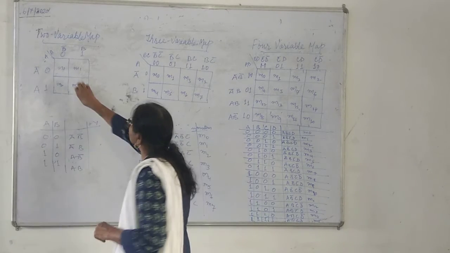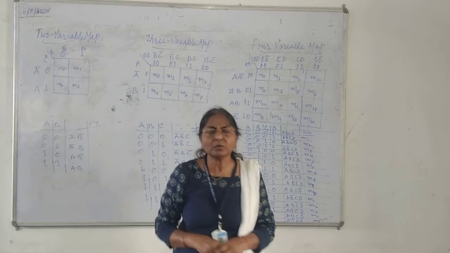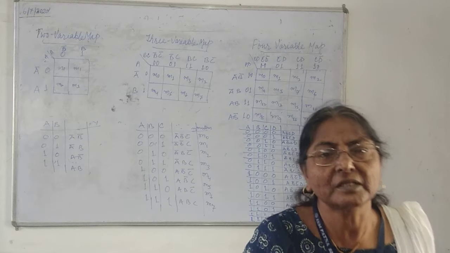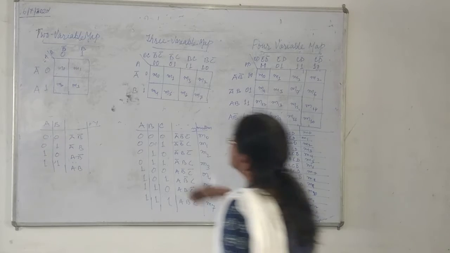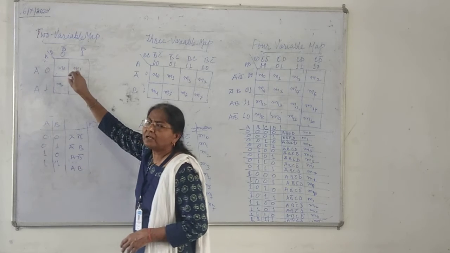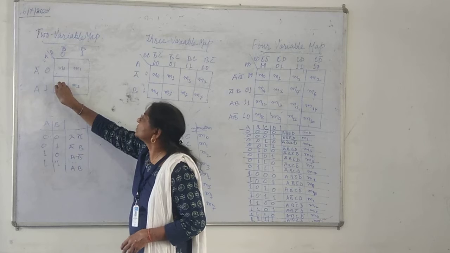In the same way, for this particular square, the value of A is 1 and the value of B is 1. So both A and B are 1, and 1, 1 in binary is equal to 3 in decimal. So what I have done here, I have just given the decimal interpretation for each cell. Here I have given 0, 1, 2, 3.